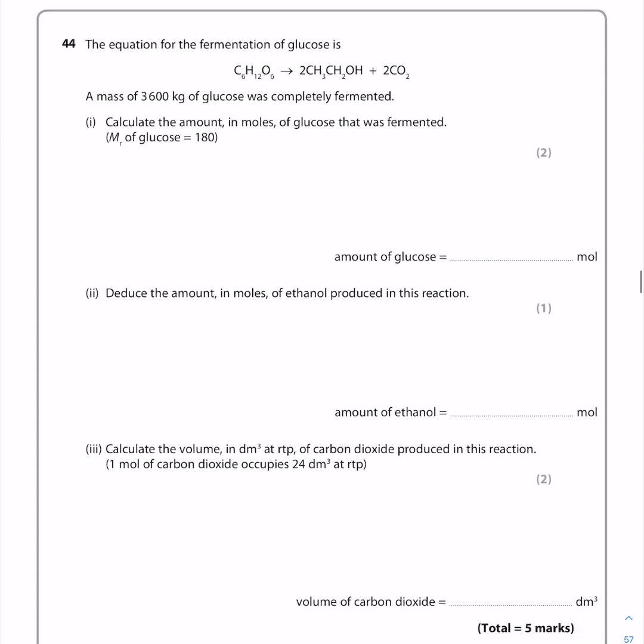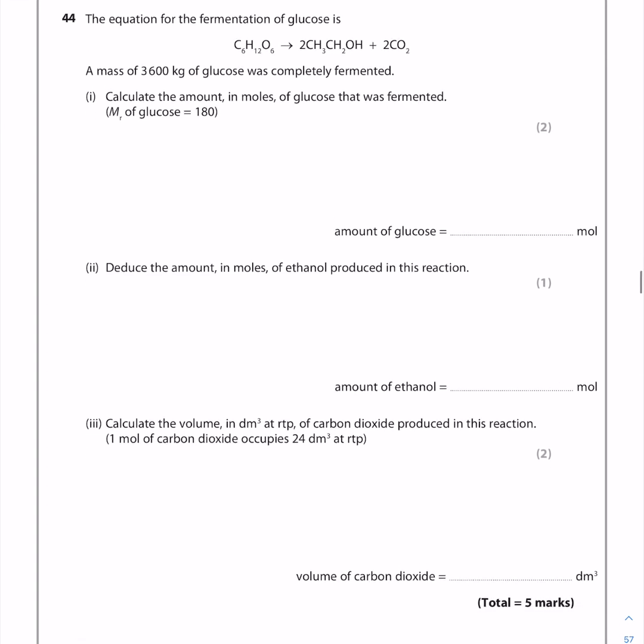Question 44. The equation for fermentation of glucose is: 1 mole of glucose breaks down into 2 moles of ethanol plus 2 moles of carbon dioxide. A mass of 3,600 kilogram of glucose was completely fermented. Calculate the amount in moles of glucose that was fermented.